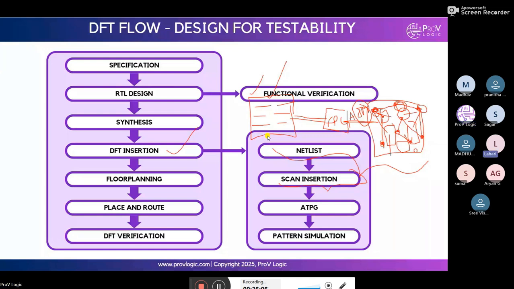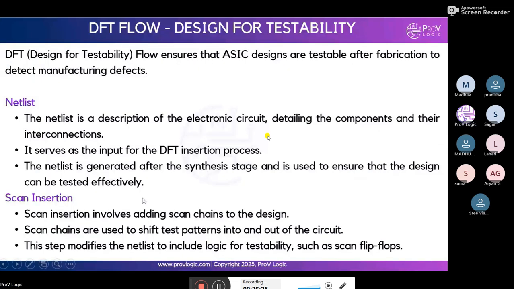Ma'am, could you please correct me? These debug units will be built in the SOC, right? Yes, it's a separate hardware we put in the SOC. Okay. Thank you, ma'am. Okay. Any other doubts remaining?